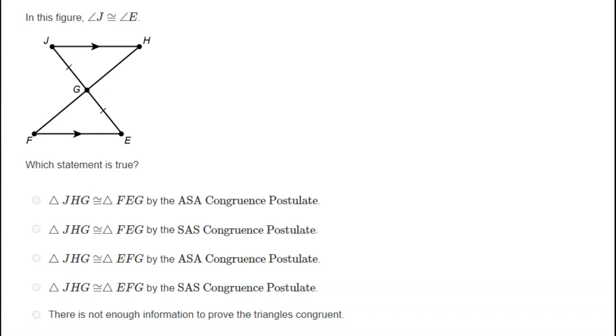Here, angle J is congruent to angle E. With that given information, we can go ahead and note angle J is congruent to angle E. We also notice that this polygon shares this given angle G. Therefore, we have angle side angle. Choose which statement would be true.